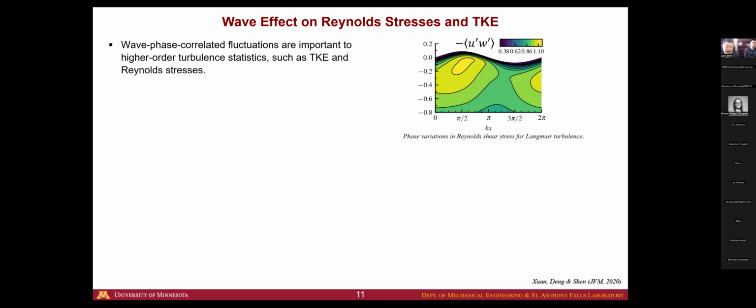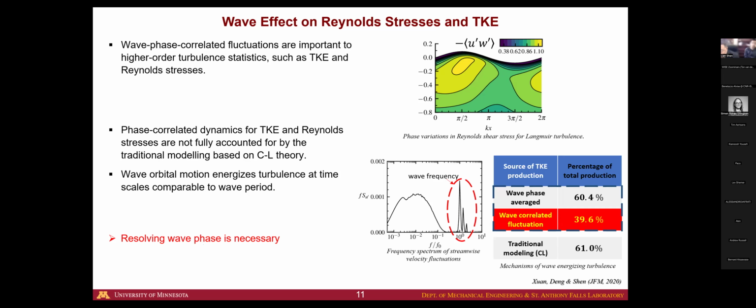I will skip the details, and here I just want to show some final results of our study. This figure shows the pre-multiplied spectrum of velocity fluctuations in the streamwise direction. That is a part of the TKE. The horizontal axis is the frequency, so basically it shows the frequency spectrum. At the low frequencies, that is what people usually look at. At the slow time scales, according to CL theory, those are the things people are familiar with.